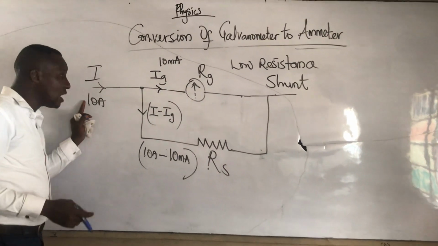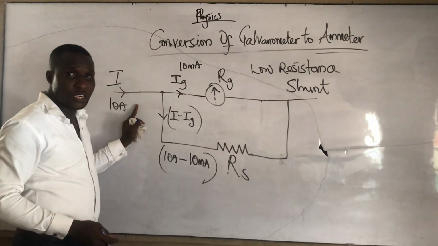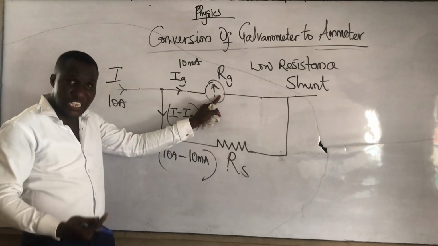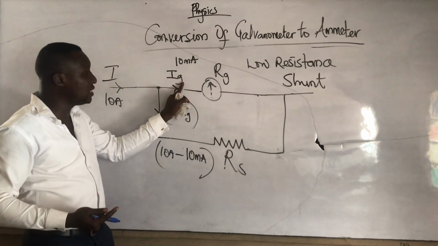That means when you have the total current I coming from a source, the current that flows through the galvanometer, which is minute, is known as the current in the galvanometer.